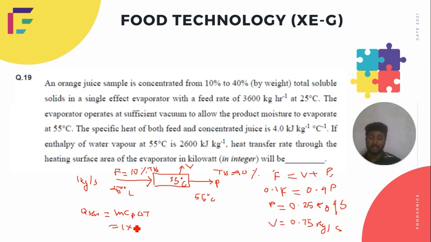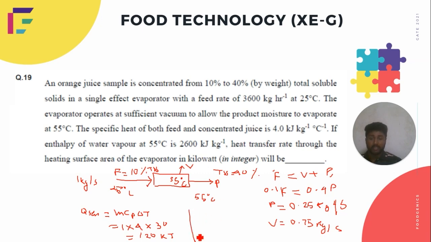So m Cp delta T, Cp is how much? Cp is 4 kilojoule per kg per degree Celsius, and delta T is 25 to 55, that is 30, which is equal to 120 kilojoule. Now this is not the end. We can see that a certain amount of vapor is also forming. So here we have the enthalpy of water vapor at 55 degrees Celsius.